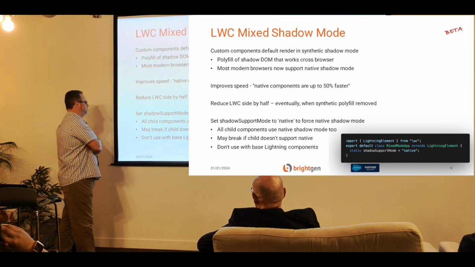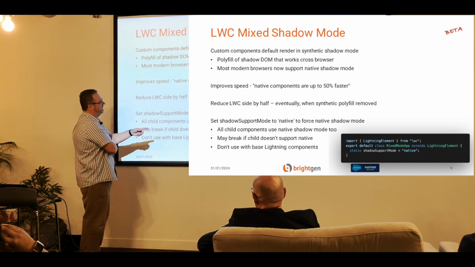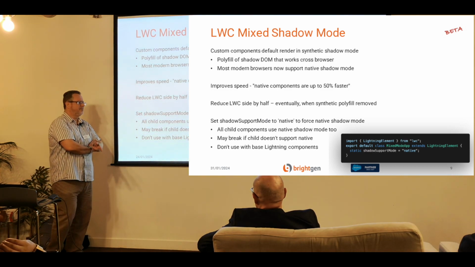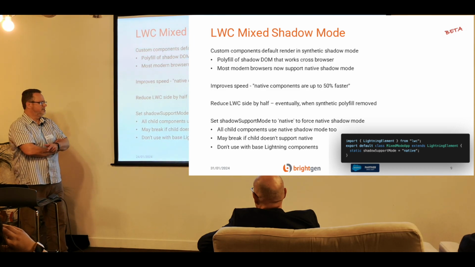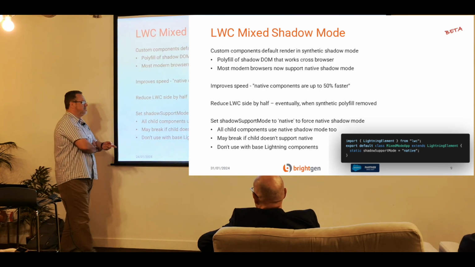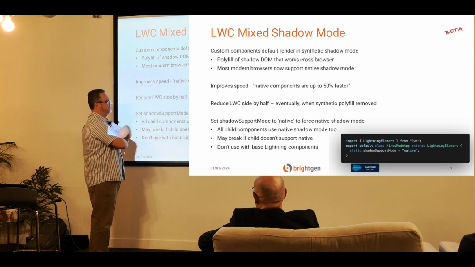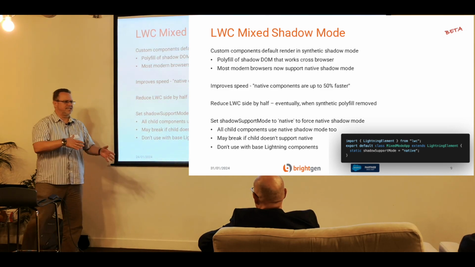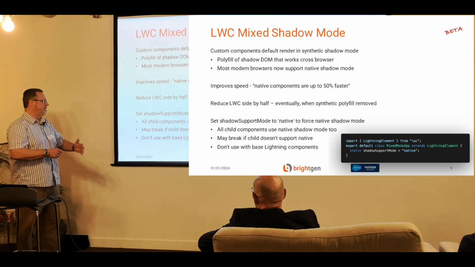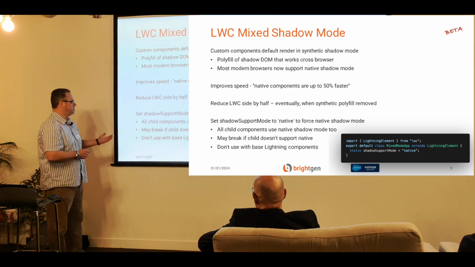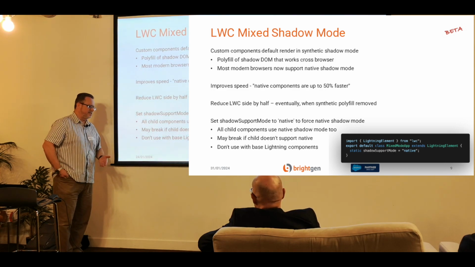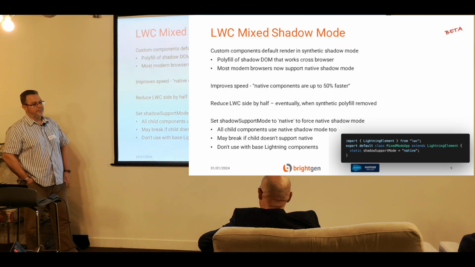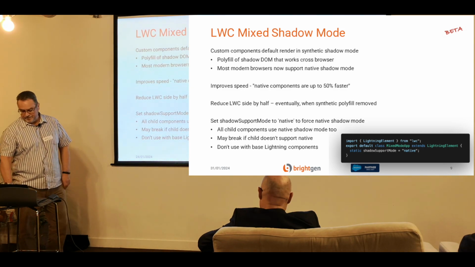So when this first came out, you had shadow support mode set to any, and that basically said it would use native shadow mode if that was available, and if not, it would fall back on synthetic. So they've changed that: any has been deprecated, and now you have to say native. So I think what they're trying to do is say, rather than them helping you, you need to take the action to move everything to native mode and then indicate you've done that. And what you're saying is that everything uses native shadow mode, everything that's included in the chain. So if it doesn't, that might break. And base Lightning components apparently will break. So don't do that.